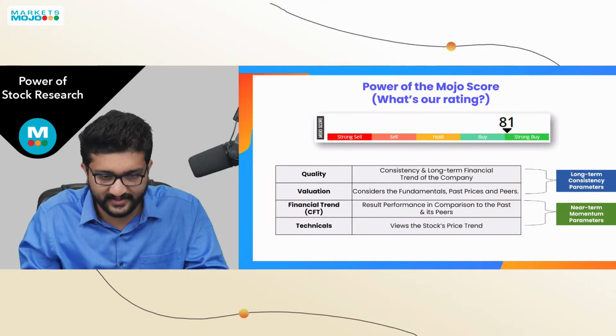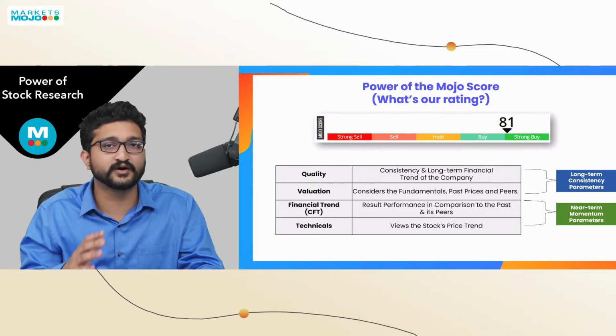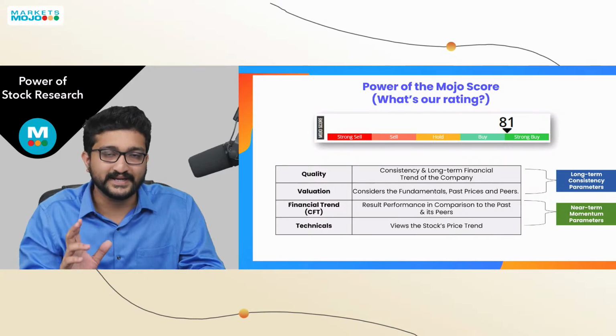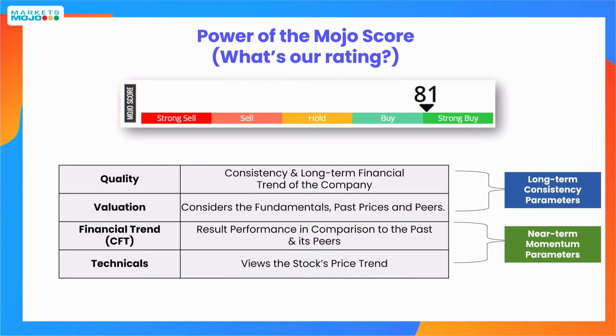So I'll move on to this next question, which is the Mojo score. What's our rating on a particular stock? How does Markets Mojo rate stocks? There is this particular meter you can see here, which is running from 0 to 100. Right now it's at 81, which is strong buy. And this particular score is calculated by the 4 different parameters which are listed here below.